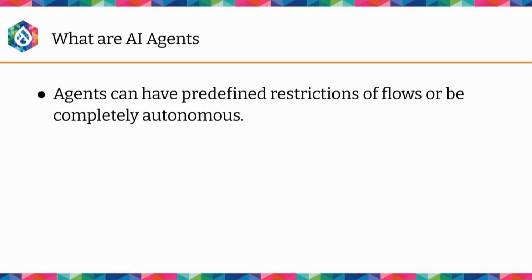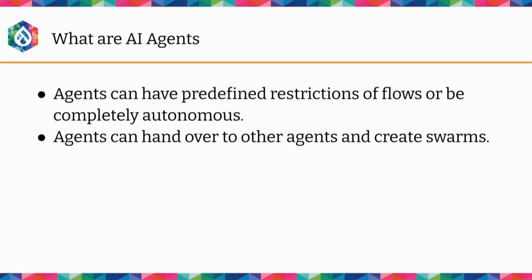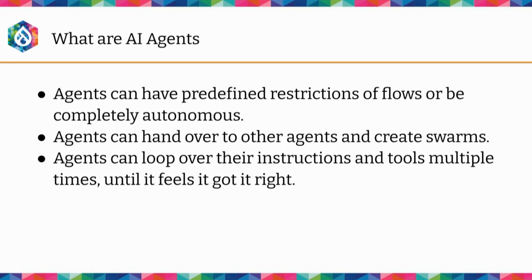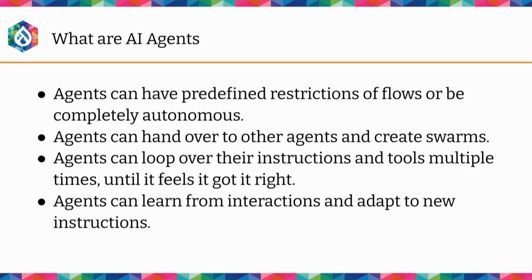they work like they're autonomous. They can have predefined restrictions, but they usually have a lot of tools they can work with, and they can pick basically how they're using these tools. Agents usually can hand over to other agents, so one agent specializes in something and then it can hand over to another agent. They loop over their instructions and tools that they have. So a tool can be, for instance, how do I create a field config in Drupal? How do I store it? And it just loops over this until it feels that it got it right, basically. They can also learn from interactions, and they can adapt to new instructions.